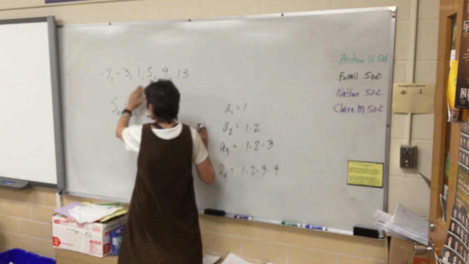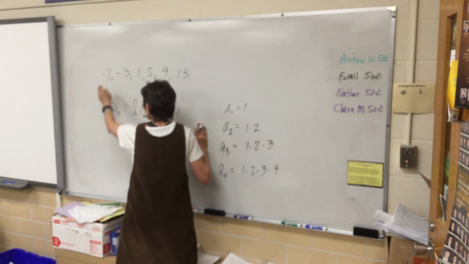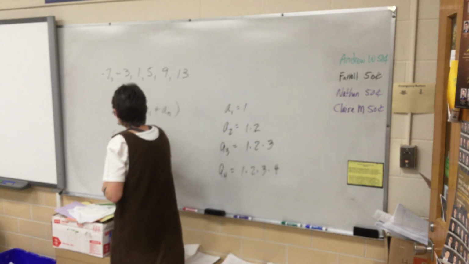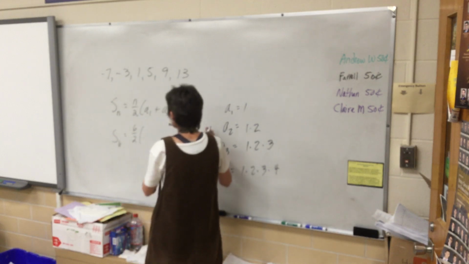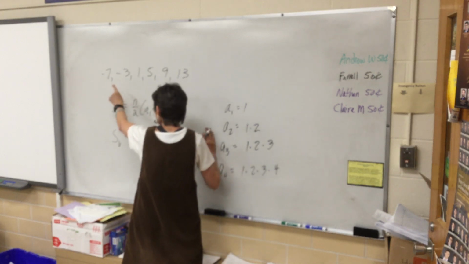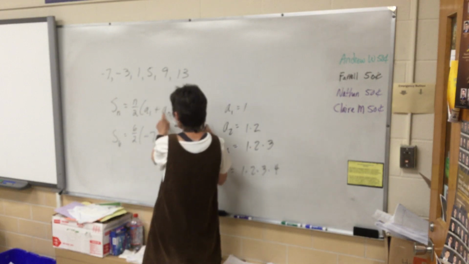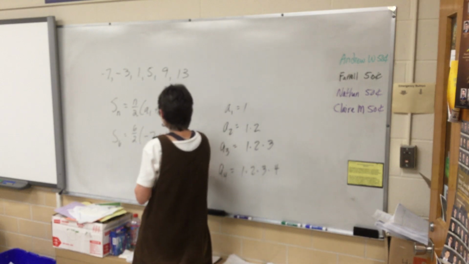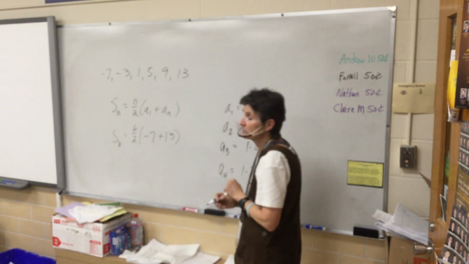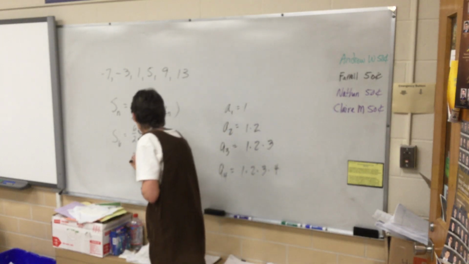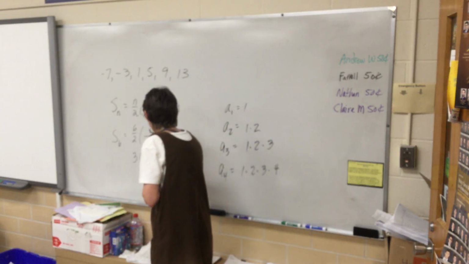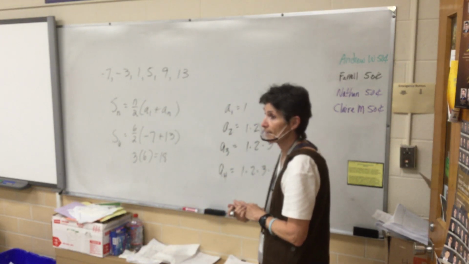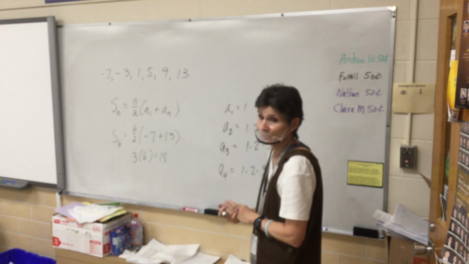How many are we adding? What's our n? N is the number of terms. How many are you adding? 6. So the sum of 6 terms will be 6 over 2. The first one is -7. And the 6th one, or the last one, is 13. So 3 times 6, if you add all those up individually, you should come up with 18 as your answer. Is that okay?